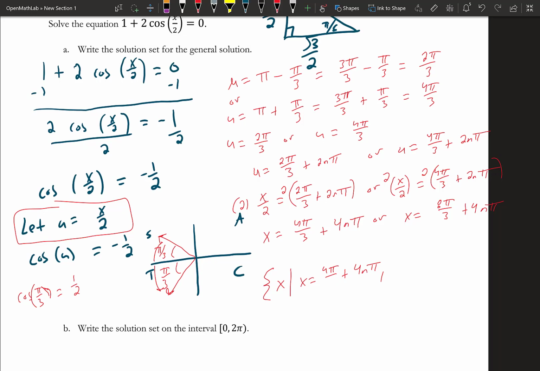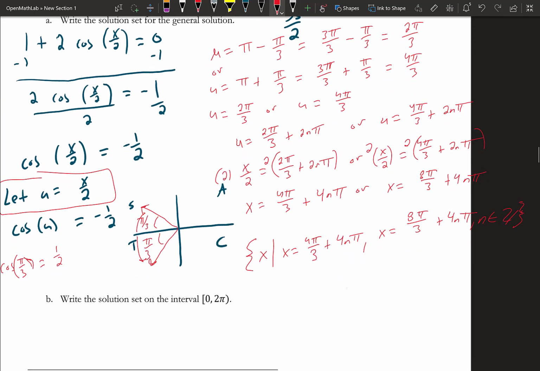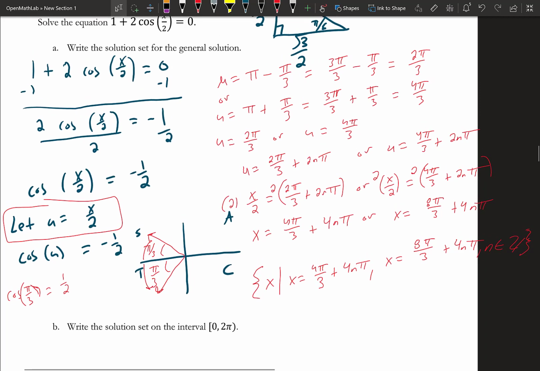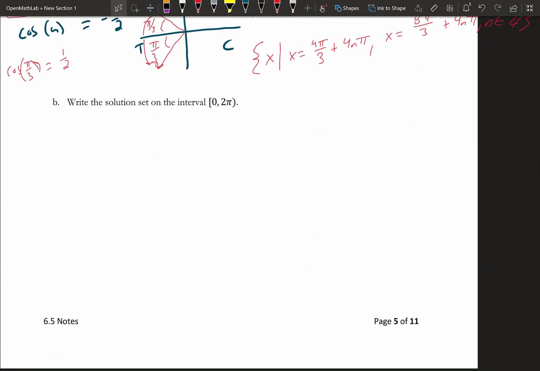Or x equals 8 pi over 3 plus 4n pi, where n is an integer. So that would be the general solution, what we were asked to find. Now what we're trying to find is the solution set on the interval 0 to 2 pi. So we want to be restricted just between 0 and 2 pi.